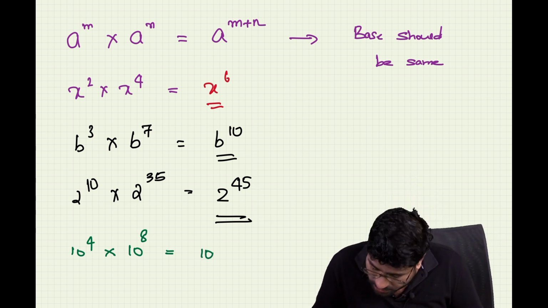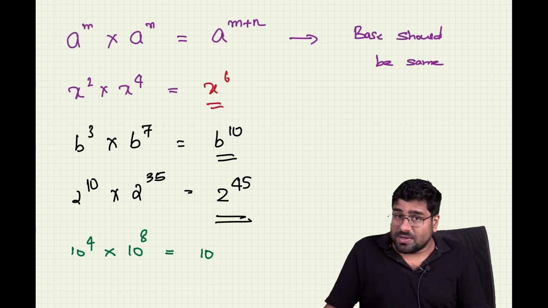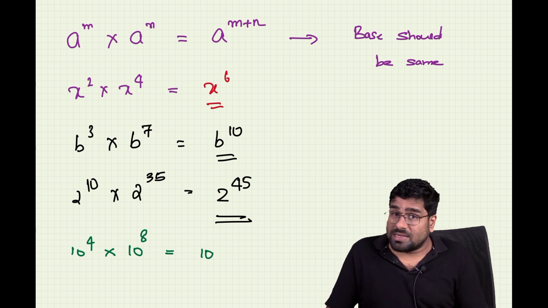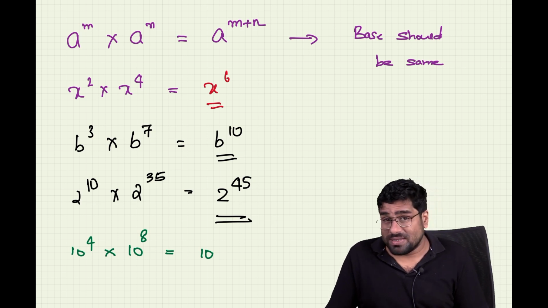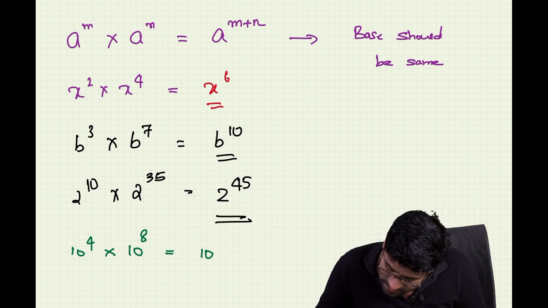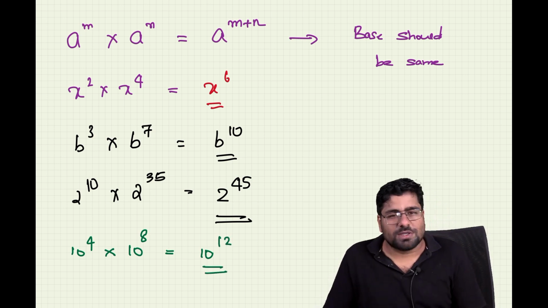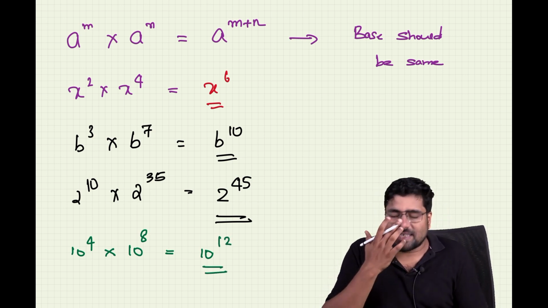Write down 10. Now what is the exponent in the first term? 4. What is the exponent in the second term? 8. Now can I add both of them? Yes, you can. So what is 4 plus 8? 12. Nice. So it is going to be 10 to the power of 12. Excellent, very good.